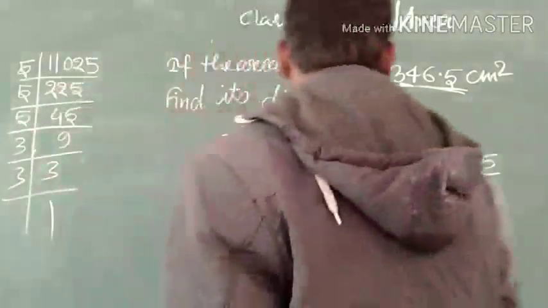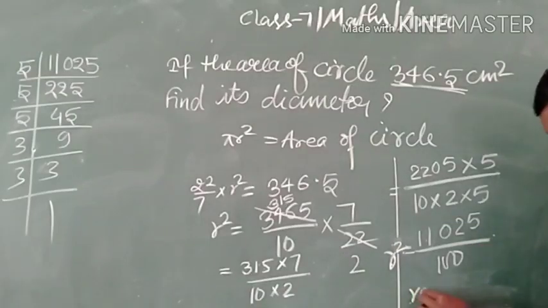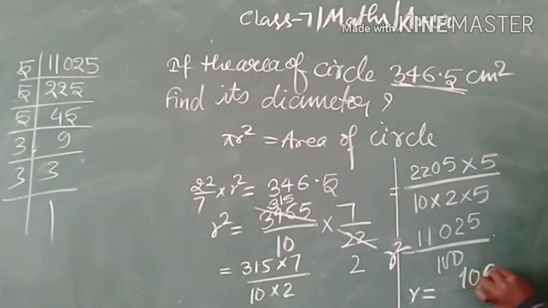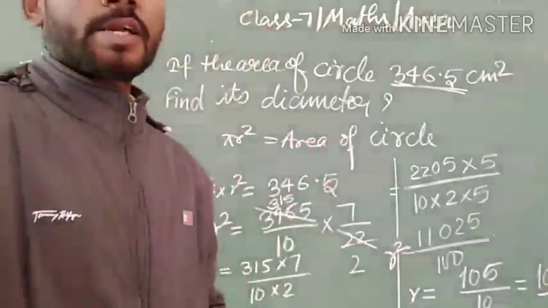Okay, so here we can get this. So in this way we get, it can be written as r square is equal to r, that is r is equal to, we get the square root of 11025 as 105, and the square root of 100 is 10. Okay, here 10, so we can write it 10.5. 10.5 is the radius.